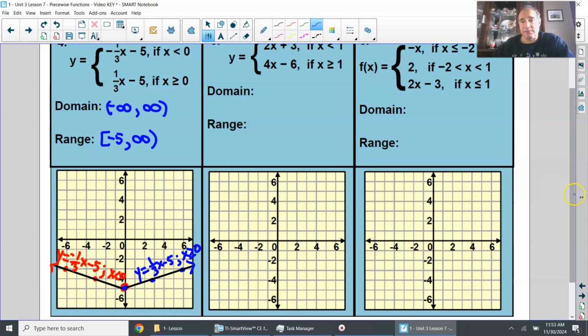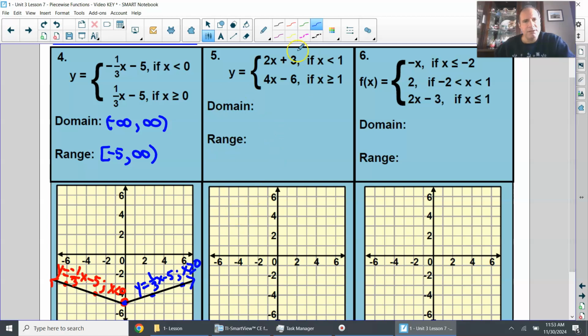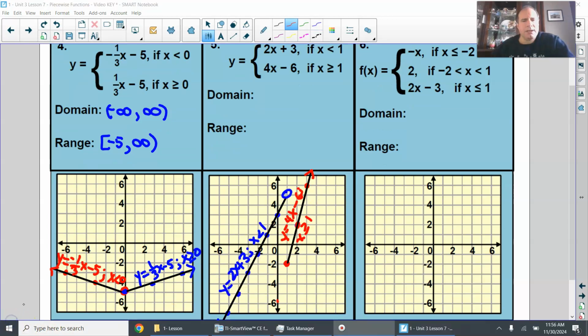And that's really it. For the next one, it is y equals 2x plus 3. Grab your calculator, and then you'll see that the y-intercept is 3. You have to go to x is less than 1. Okay, so the two graphs are on there. I graphed y equals 2x plus 3 if x is less than 1. That's this way. And then y equals 4x minus 6 if x is greater than or equal to 1. That's that way. So let's talk about the domain.